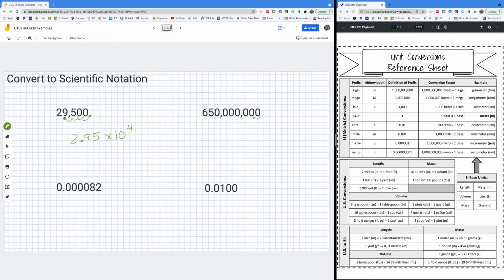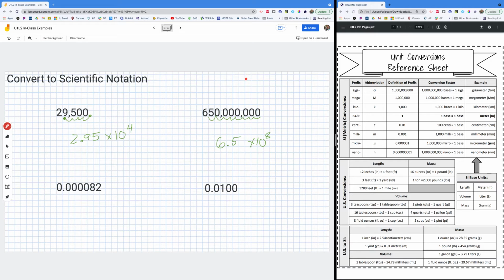For this guy, we move him 1, 2, 3, 4, 5, 6, 7, 8 places over. So 6.5 times 10 to the 8. Easy peasy. Now, remember, if we're counting sig figs, we'll throw that back in here for a second. You have to assume that all of these zeros here are not significant, because there's no way to indicate that they are.